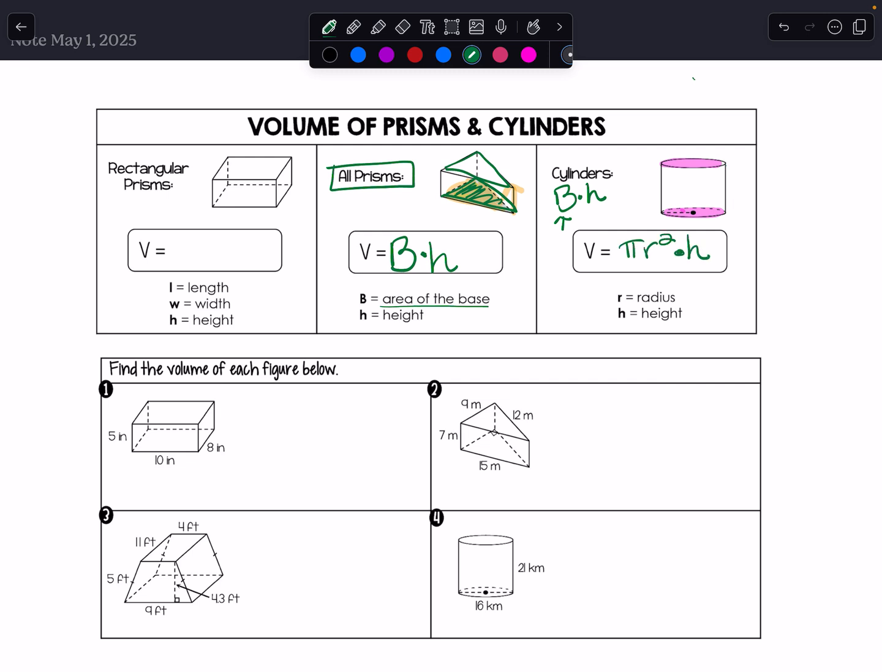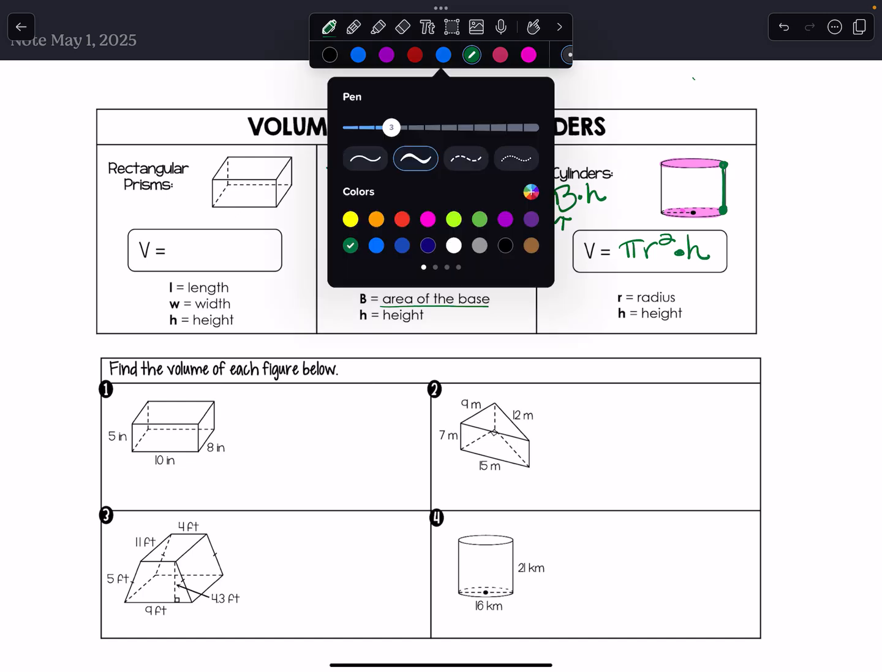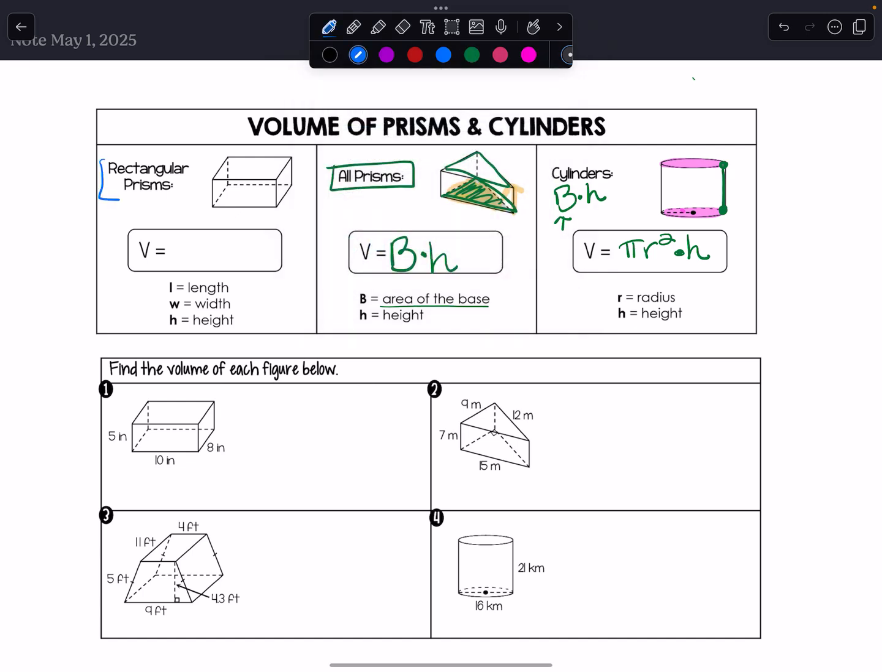Think of the height as the distance between the bases. Height does not necessarily mean up and down, because we could easily lay that cylinder on its side and the height is still going to be the distance between the circles, even though it's side to side and not up and down. You might be thinking, why did I skip rectangular prisms? Well, they're also base times height. All of these are the same formula. So if you want to memorize only one thing, memorize area of the base times the height.